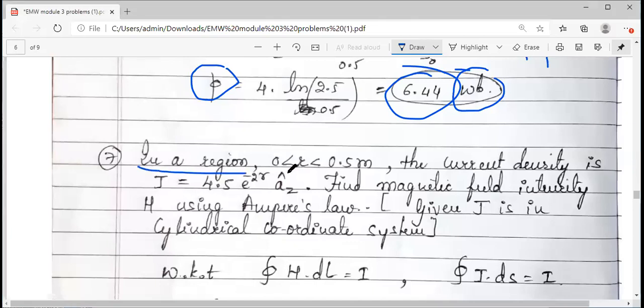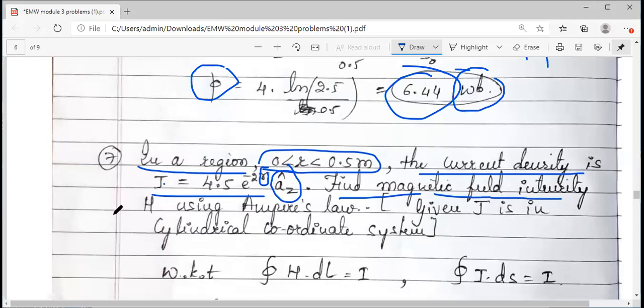Next question. In a region, R range is given to you. The current density J is given to you. You can see the direction of J is in AZ direction. And whatever current density is given, it involves this R term also. Okay, just for your observations. Now, what is the question? We need to find magnetic field intensity H. J is given to you, current density, you have to find H.